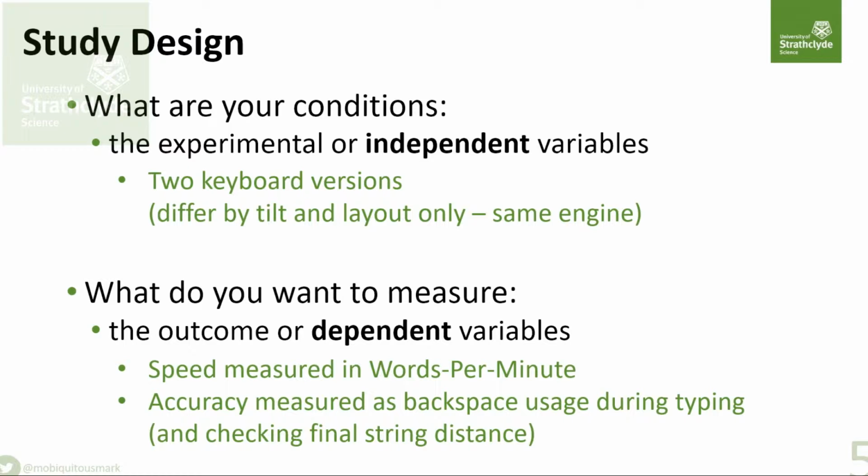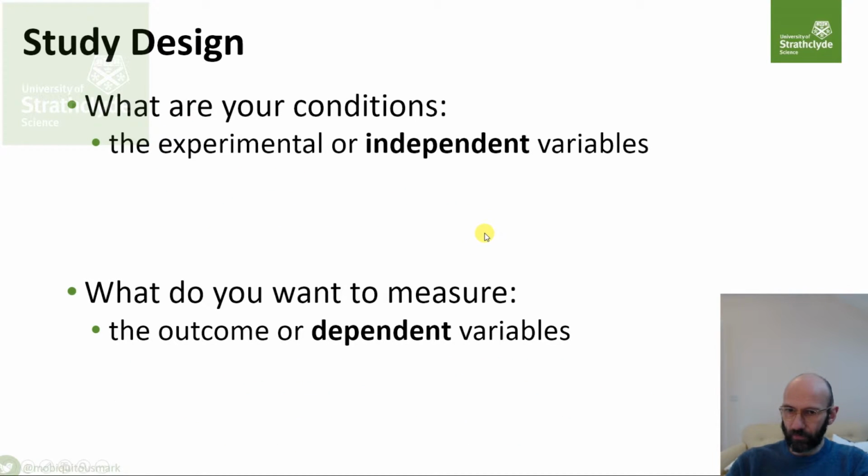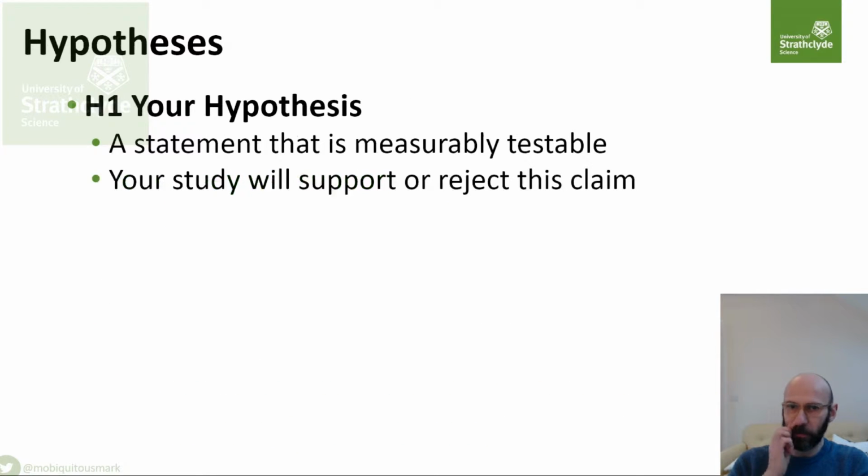Typically in user studies on text entry, people type very accurately and they correct using backspace. So backspace is the main method I'm going to use, but I'm going to check that they have actually entered a useful string by doing a final string distance comparison to see how far their submissions are from the known answer. So that's what your conditions are, and what you are going to measure. Once you know that, you can then write your hypotheses.